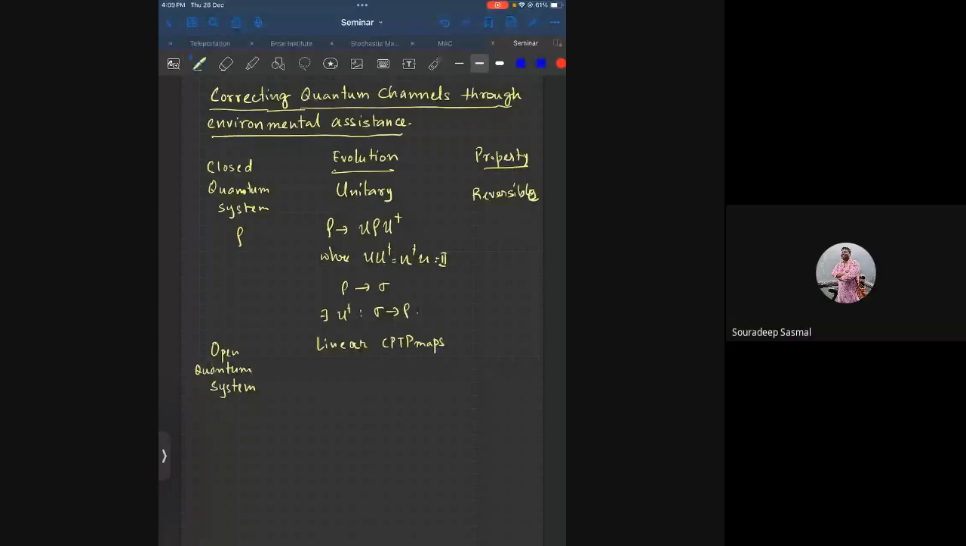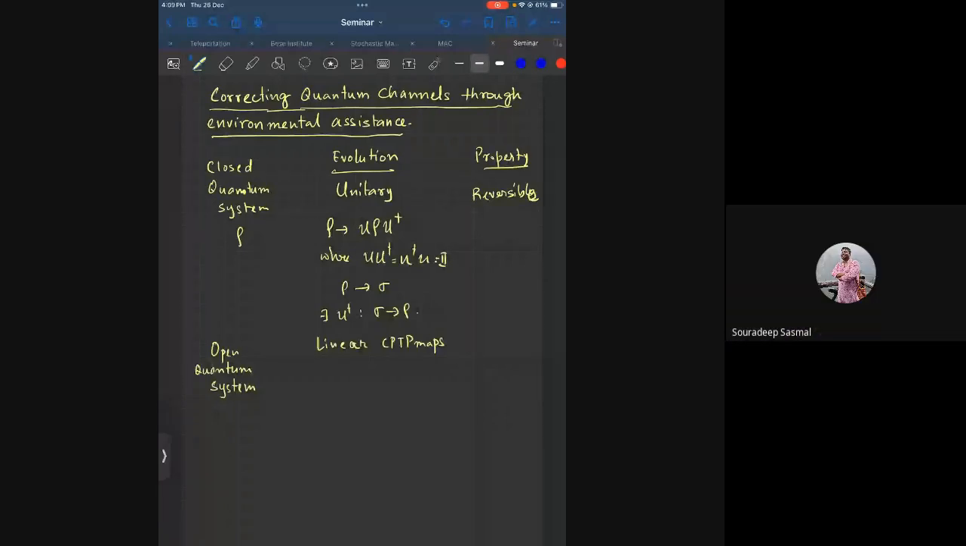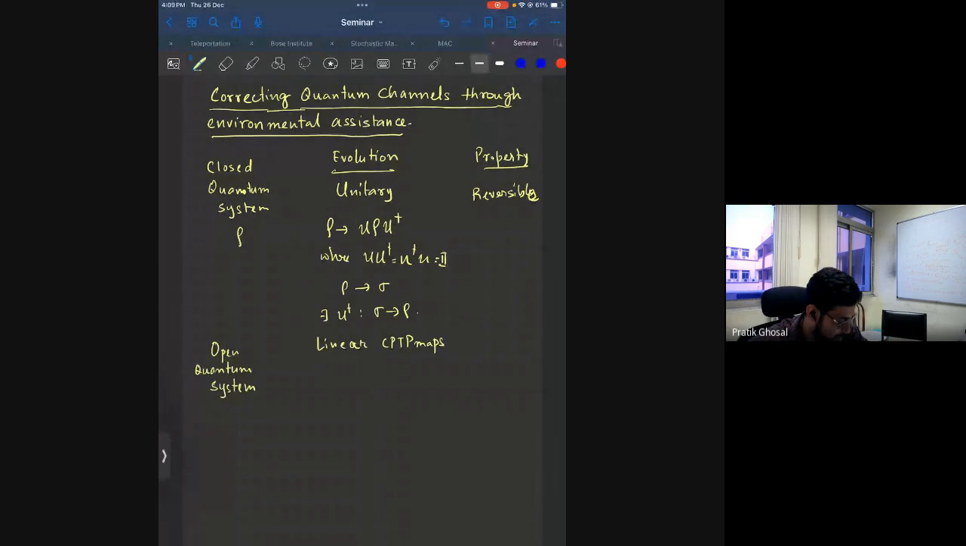You are writing something, but I can't see. I think none of us can see. Somrat has taken his phone, which is connected with the Wi-Fi. Yeah, I think now it is visible. Yeah, it came back. Okay.